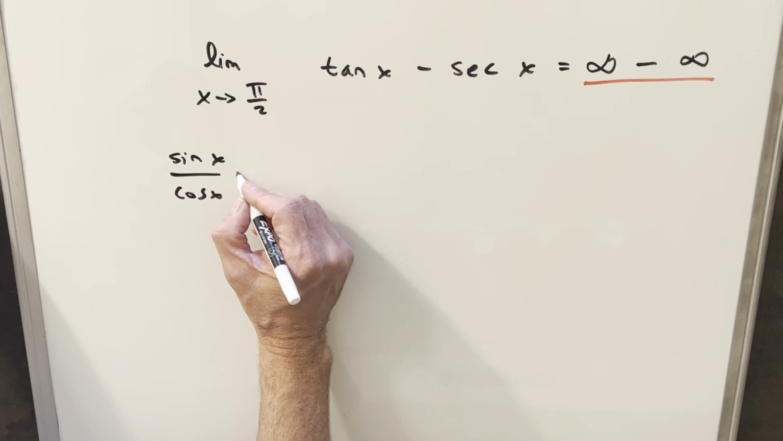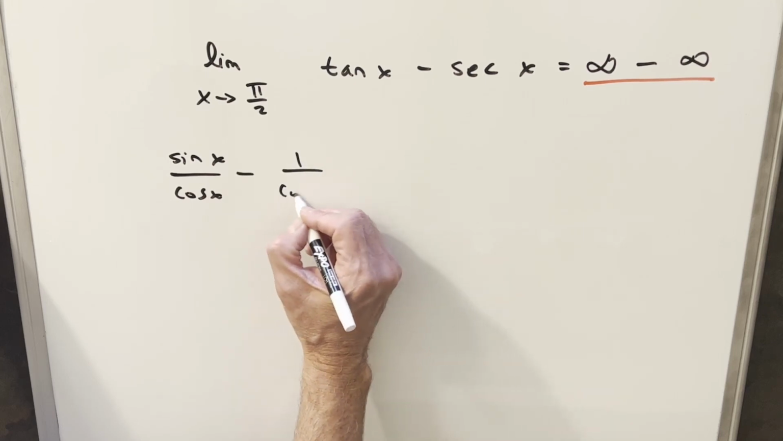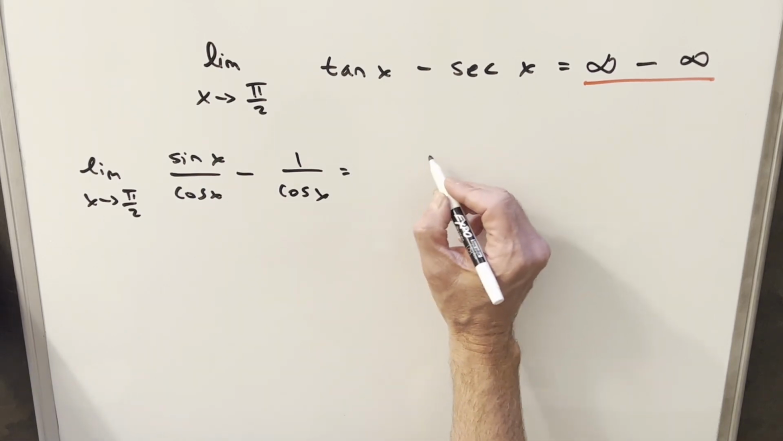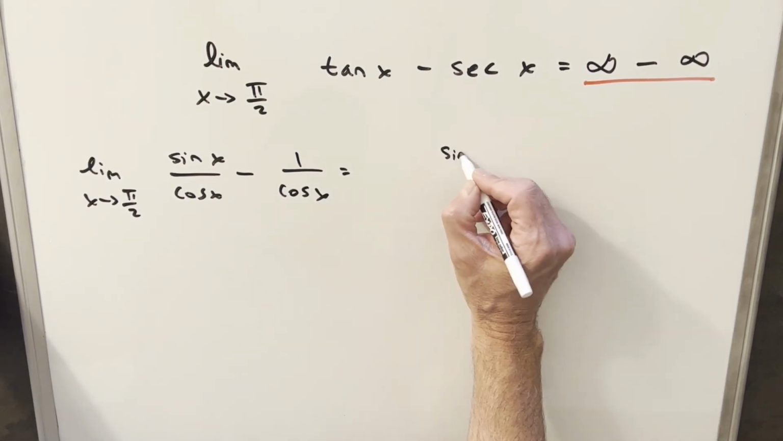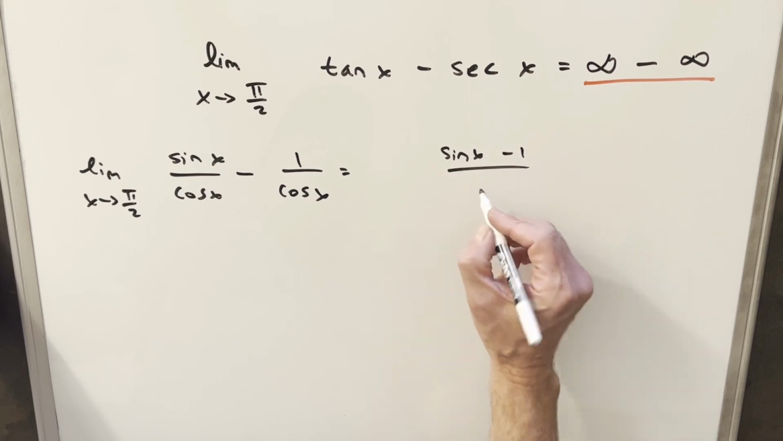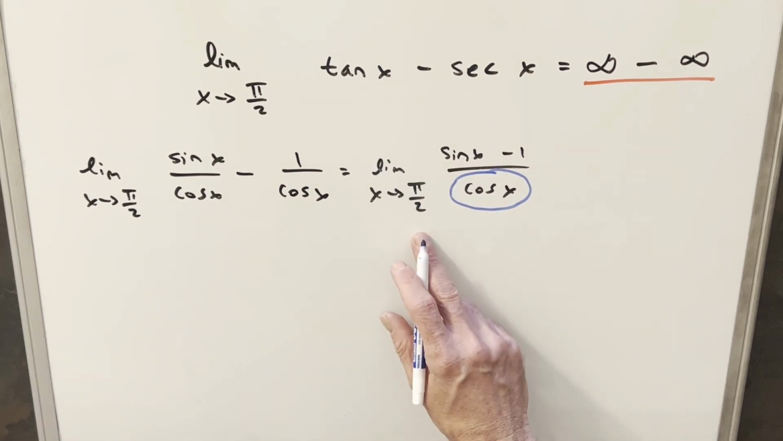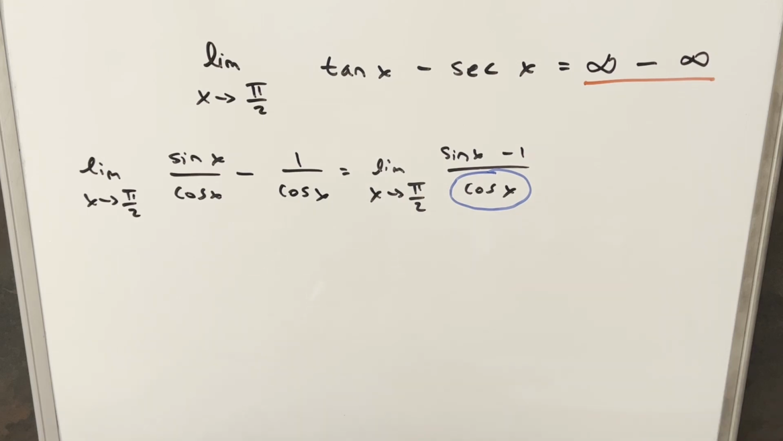Tangent is sine x over cosine x. Secant x we can write as 1 over cosine x. So then next we have a common denominator, so I can put these together and write this as sine x minus 1 over cosine x. Again, this is a problem: cosine at pi over 2 is 0 and we're dividing by 0, so we need to do something about that.